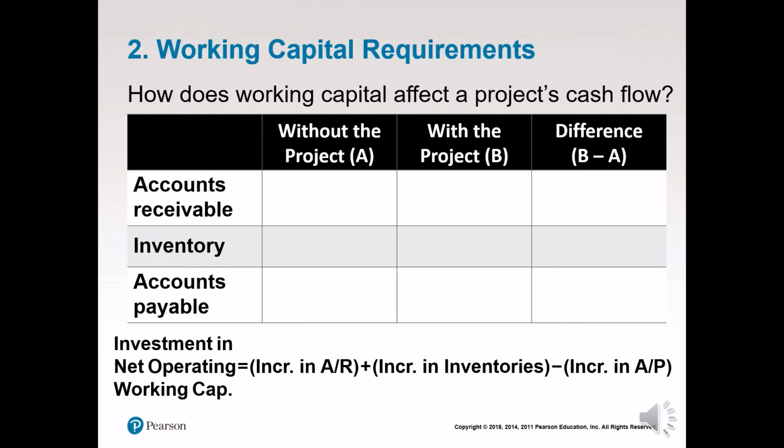The final goal is to identify the investment needed for our net operating working capital. That is the sum of the increases in accounts receivable, the difference between B and A, the increases in inventories, and subtracting the increases in accounts payable. Remember that when we have accounts payable, it stretches our working capital. It gives us a little bit more leeway because we're essentially borrowing money from our vendors and our suppliers. So if we increase accounts payable, it's going to lower our investment in operating working capital.